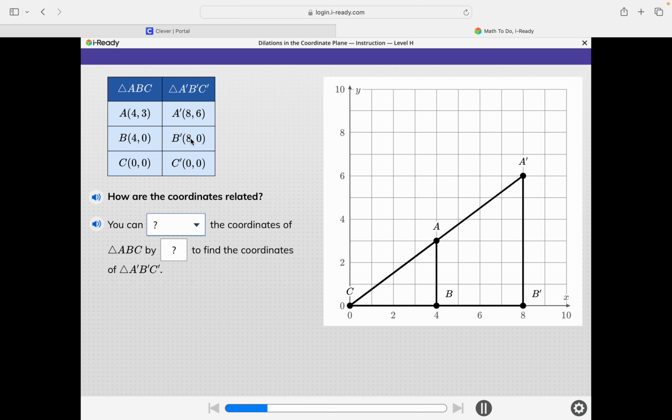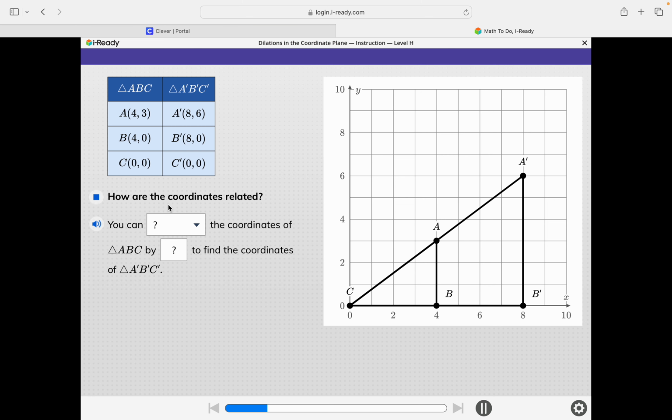What is the B prime? B prime is 8, 0. Same thing, but with 8 and 0. Somebody say walk to the 8, and then somebody say walk Y 0. So we stay here. This is B prime. Now C. C is 0, 0, and C prime is also the same, 0, 0. Same thing.